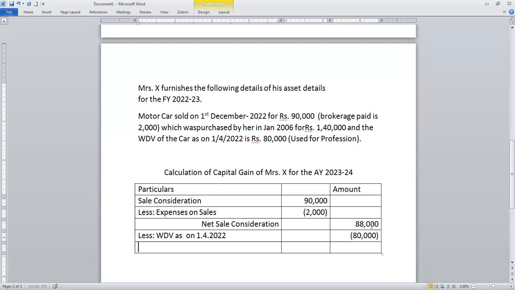Okay. Then suppose you have any additions during that particular year, that also we can deduct, but there are no additions in this. So I'm going to deduct only the WDV and the remaining 8,000 is called taxable capital gain from depreciable asset. Hope you understood how to calculate the depreciable asset's capital gain.